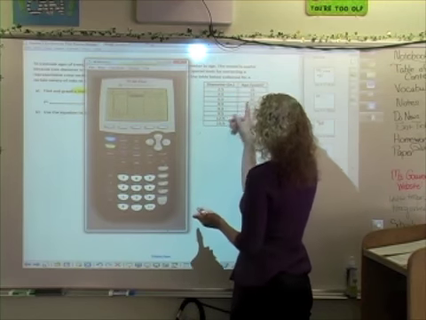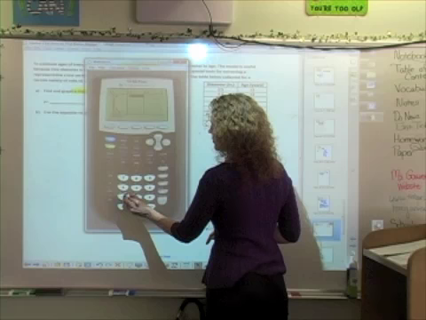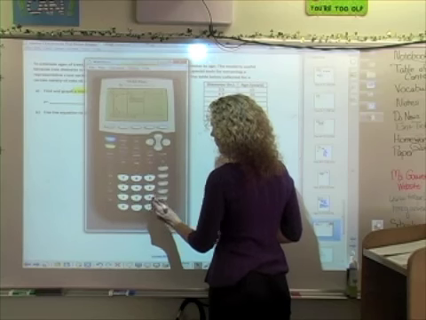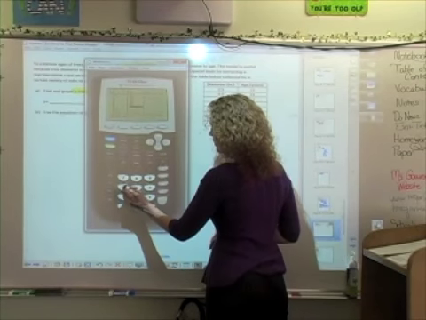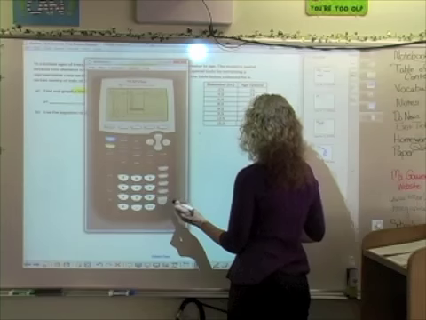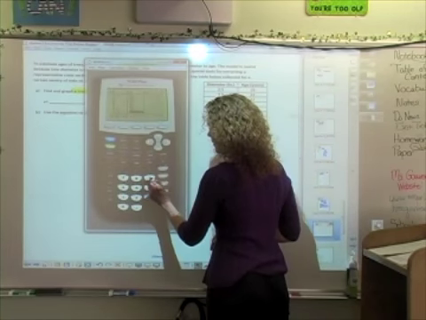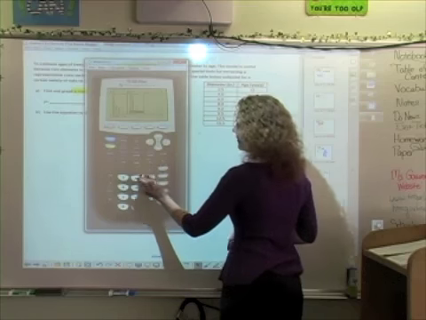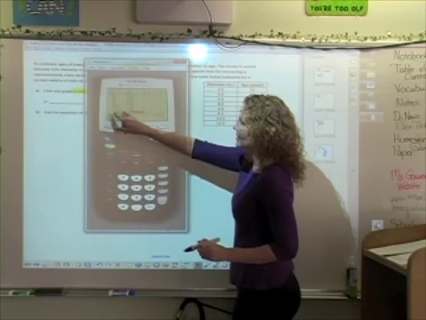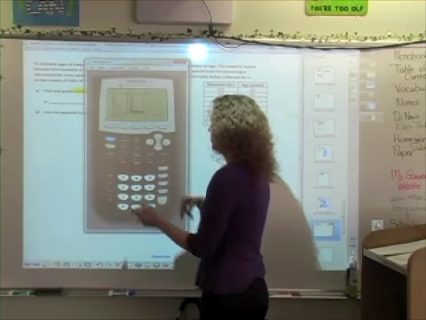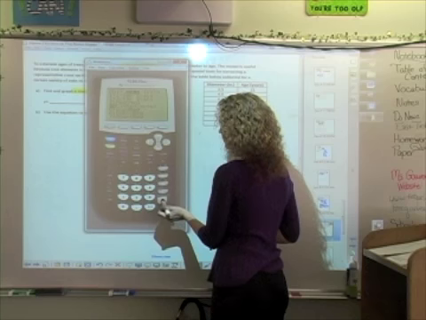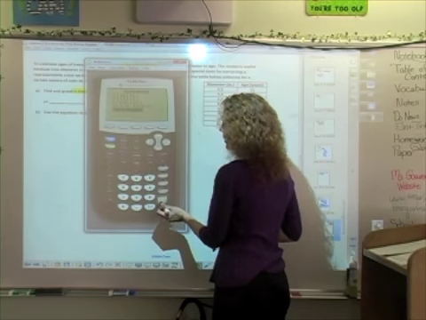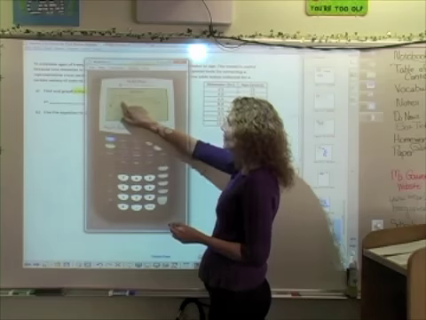Coming over to L2, 15, 24, 32, 56, 49, 76, 90, and 89. So everything's lined up. I won't have it mismatch. I come to stat, over to calc, down to lin reg. I keep hitting enter until it calculates my equation.